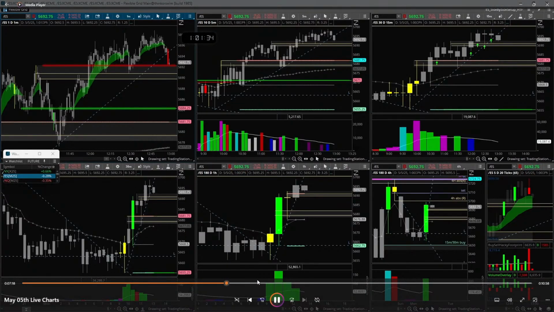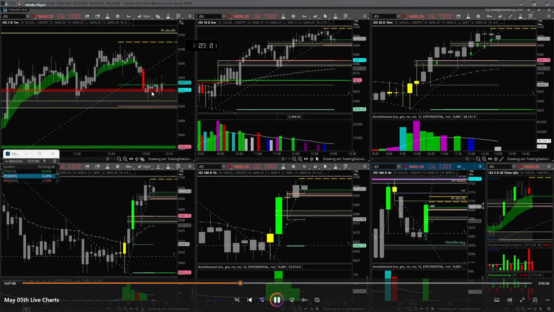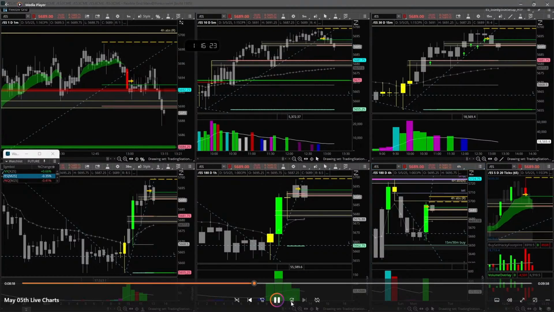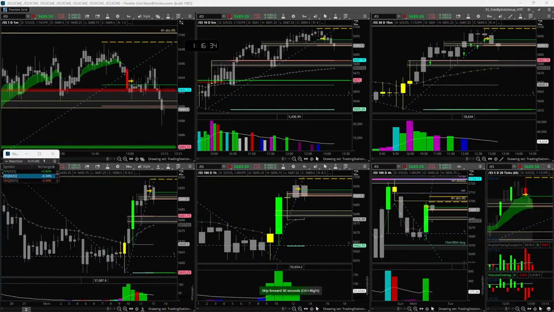Right here, I took a long. I like how price broke out of the trend line on that one, but this one didn't break it. It was still holding it. So I said, let's speculate and see how price reacts. Maybe price will go up to this 5700 level because that's the next area to go. Unfortunately for me, I got stopped out.